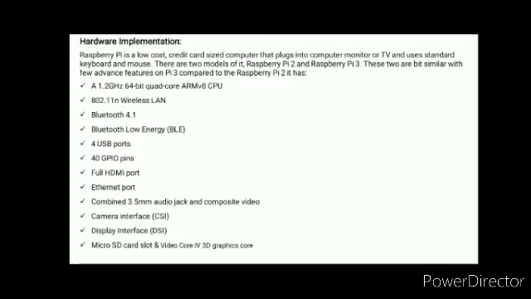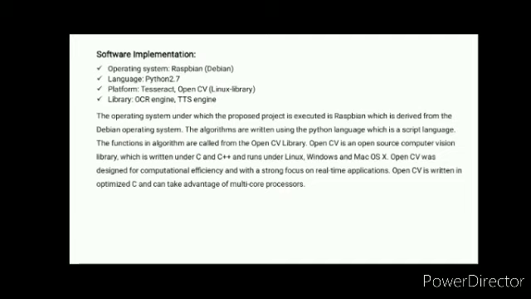Now, the Raspberry Pi is hardware that has evolved through several versions that feature variations in the type of central processing unit, the amount of memory capacity, working support, and peripheral device support. Next, software implementation.